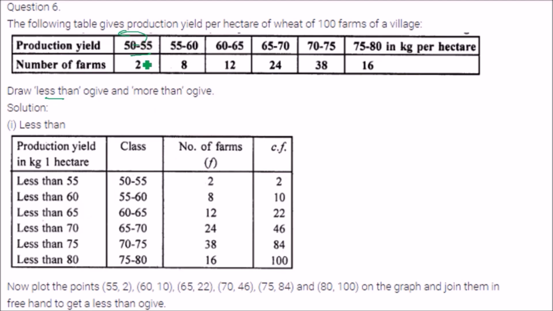Anything less than 55 is 2. Anything less than 60 will be this 2 plus 8. So this is the cumulative frequency, 2 plus 8, 10. So 10 plus 12, 22, 22 plus 24, 46, 46 plus 38, 84, 84 plus 16, 100. So this will be your x coordinate and this will be your y coordinate.